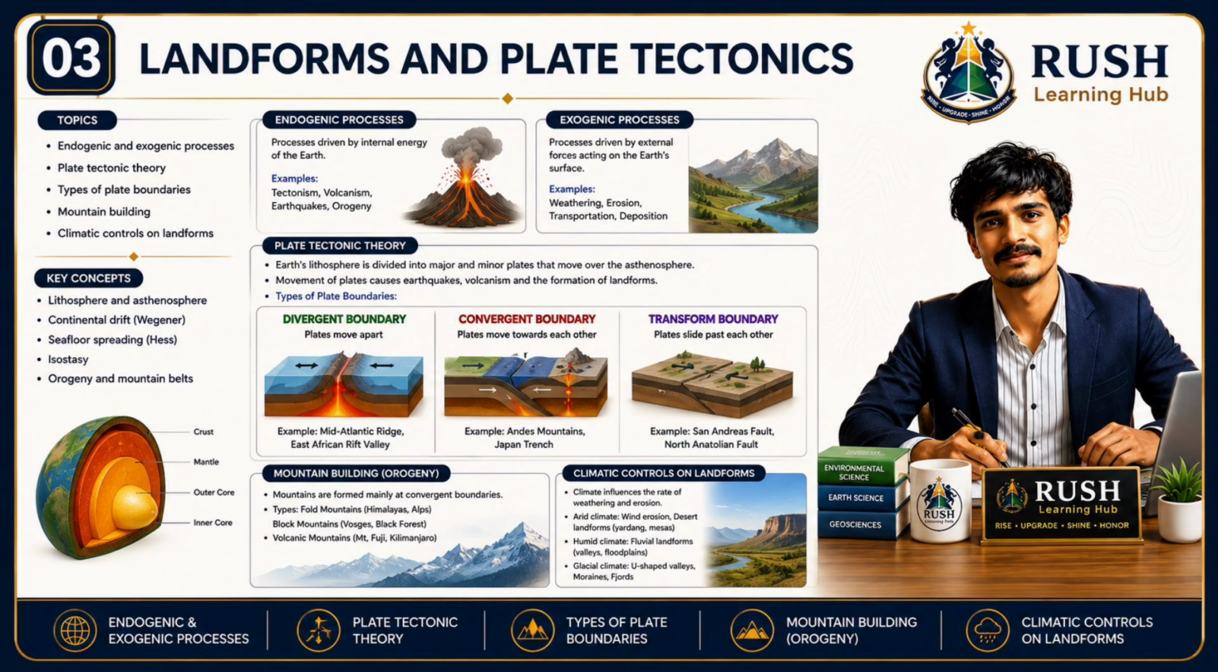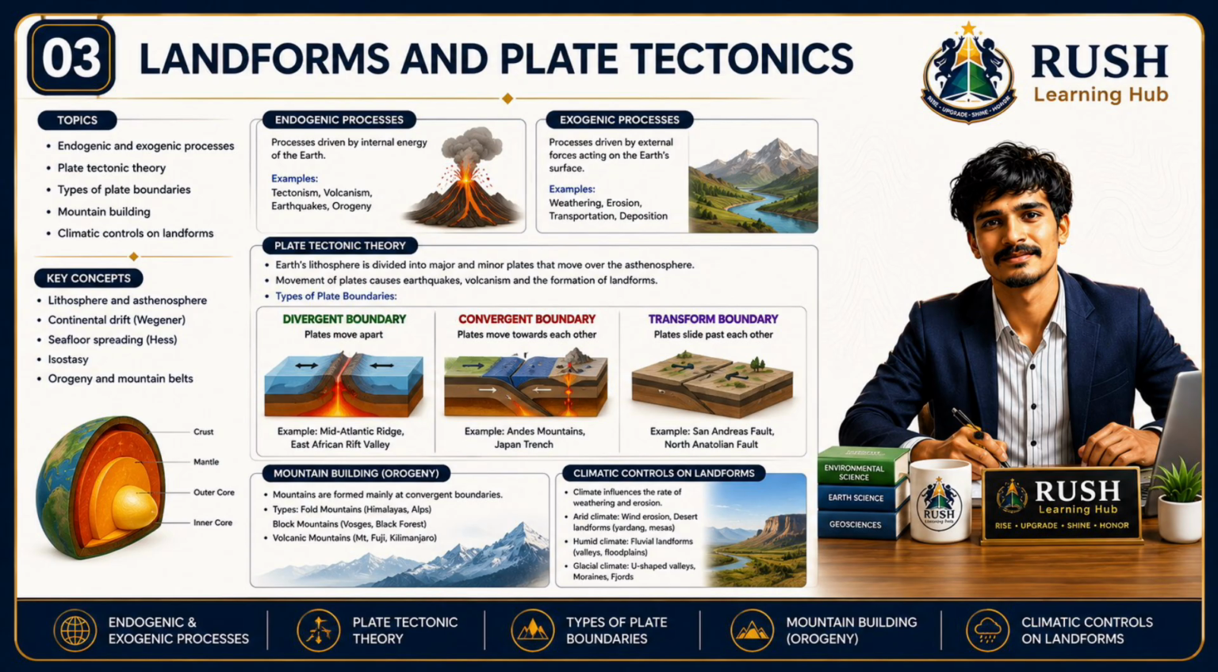Block mountains are formed due to faulting. Examples include the Vosges Mountains and the Black Forest Mountains. Volcanic mountains are produced by volcanic eruptions. Examples include Mount Fuji and Mount Kilimanjaro.